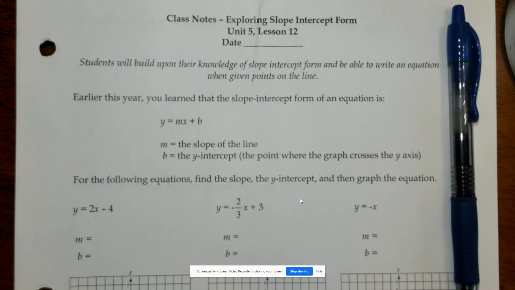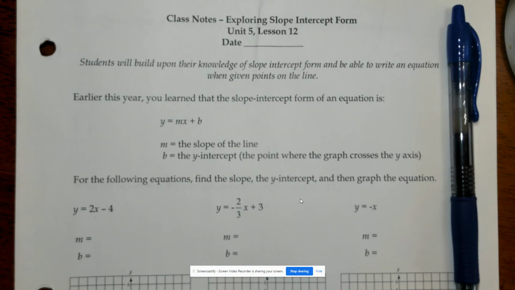Hey there, we're talking about slope-intercept form today, and this one's going to look like a long one, but it is very, very organized, so that should help. Earlier this year, we talked about slope-intercept form being y equals mx plus b, the slope of the line being represented by the letter m. Typically, we believe that that comes from the French word monter, which means to climb, and b for y-intercept. I don't know why they picked b, because y equals mx plus b doesn't have an a, but it is what it is. For the following equations, find the slope and the y-intercept and then graph it.